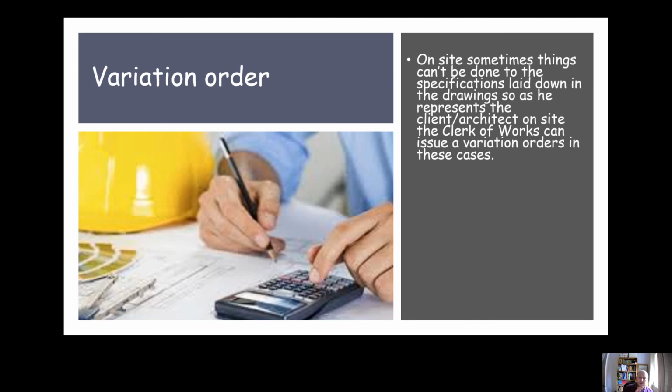You can't always do things the way that they were planned. Sometimes in real life you come across issues which aren't so obvious on paper, and in those circumstances a variation order might be issued. That would be issued by the Clerk of Works, and that's saying that we're going to do something different than the way it's set out in the architect's drawings.